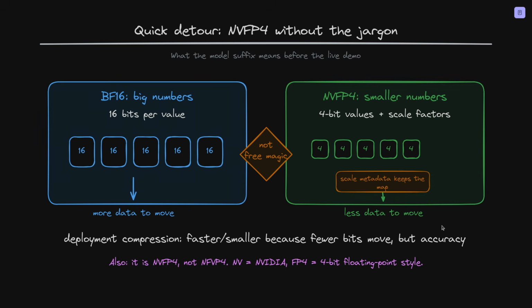This is why this is not free magic. Quantization is a compression. It can make the model smaller and faster, especially when memory movement is the bottleneck, but it's still only an approximation. So the goal is to move less data, reduce memory pressure, speed up the inference to print more tokens, and keep the answer quality close enough.